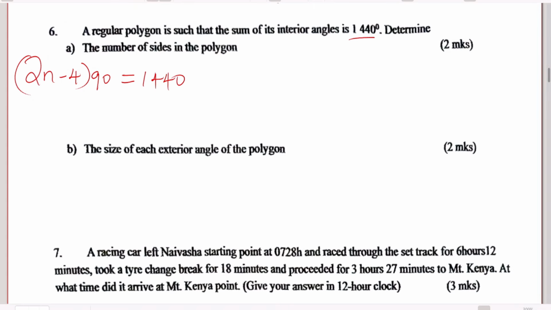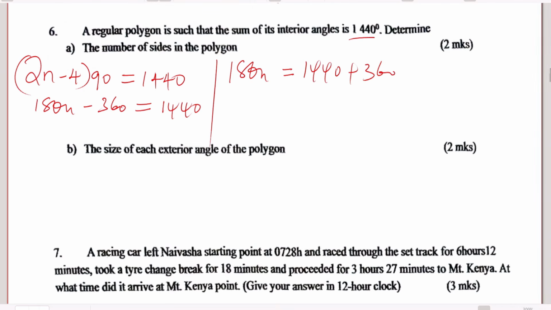So when you multiply everything here by 90, you get 180n minus 360 is equals to 1440, like that. So from here you can make n the subject. You can add 360 to both sides, so you get 180n is equals to 1440 plus 360. This will give 180n is equals to 1800. So n, you divide both sides by 180, you get n is equals to 10. So this polygon has 10 sides.